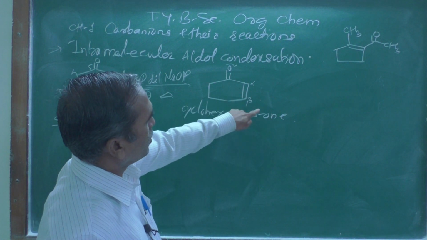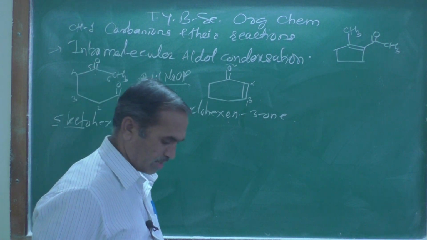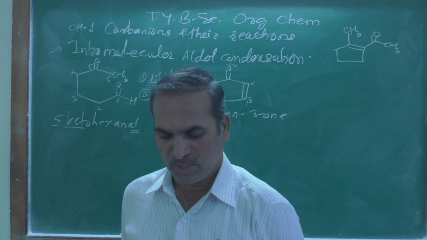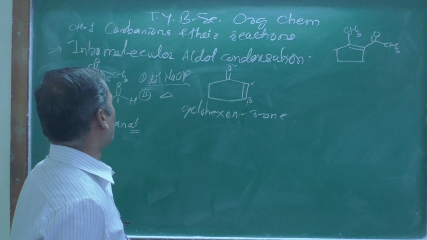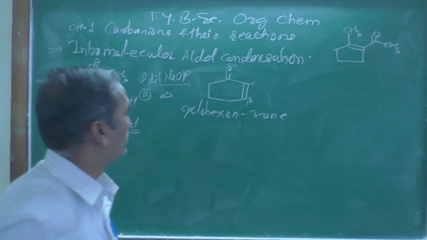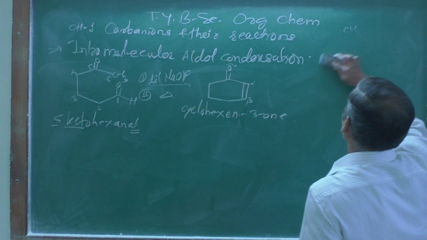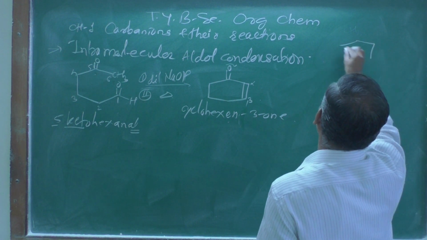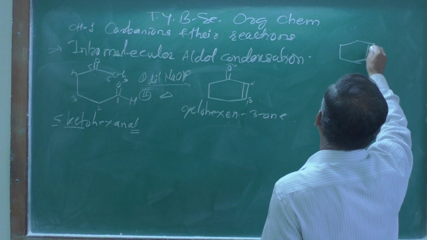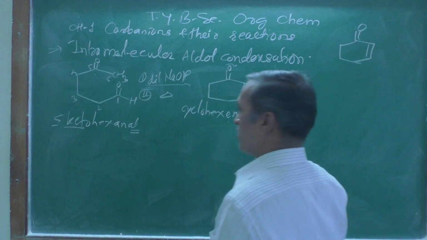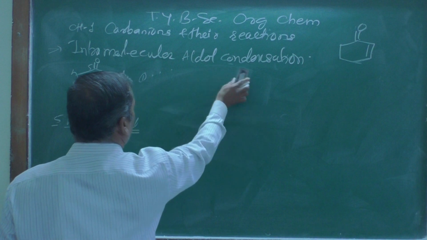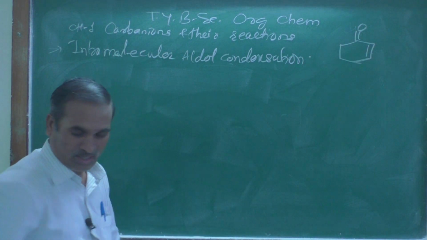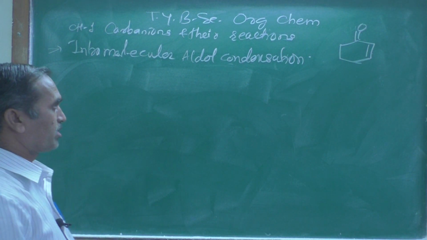And 3-one indicates that at the 3 position there will be a ketone group, and therefore this is the IUPAC name of this compound. Now let us see how the mechanism takes place. I am writing that compound here, C double bond O. This is the compound we are going to synthesize. Let's see how we will synthesize that alpha beta unsaturated compound.